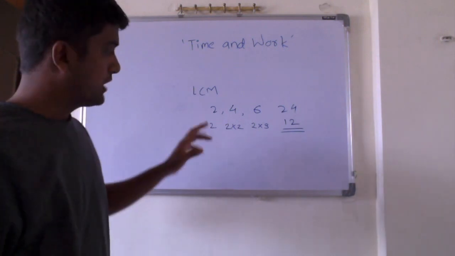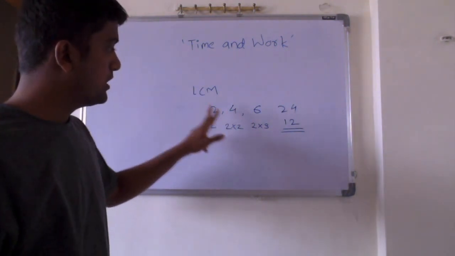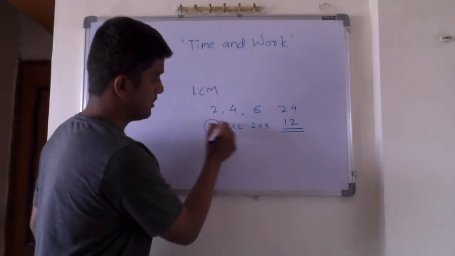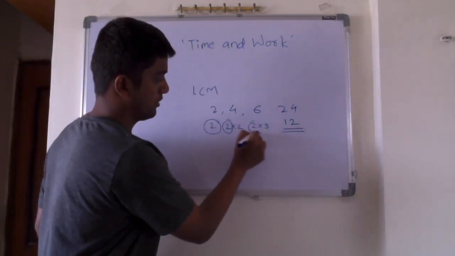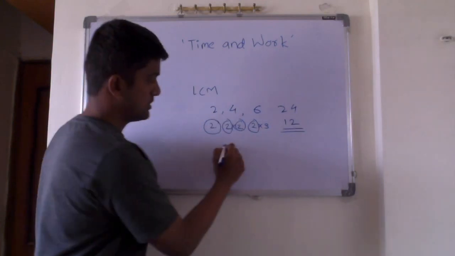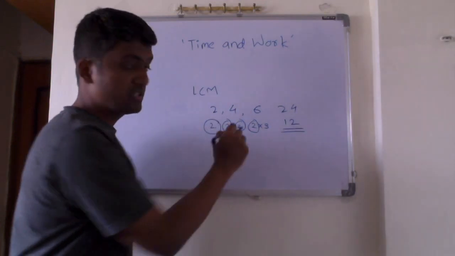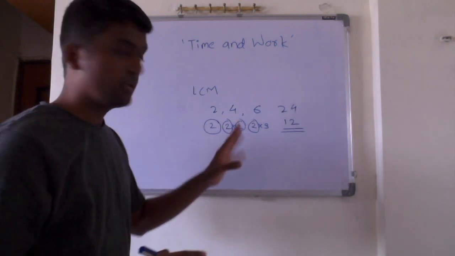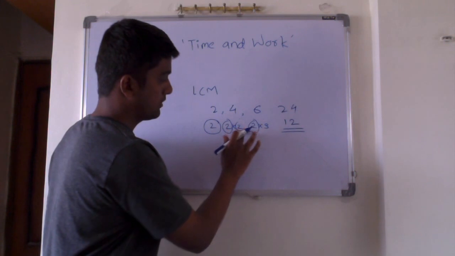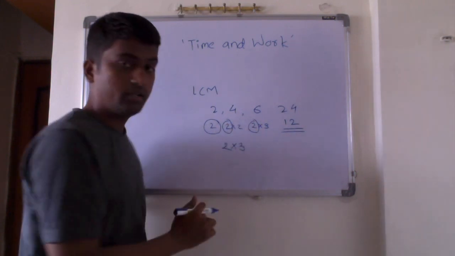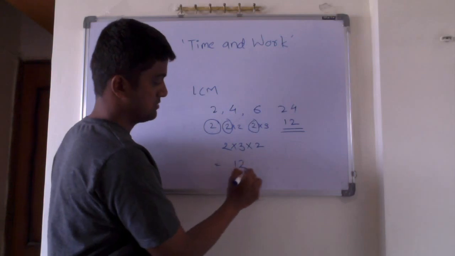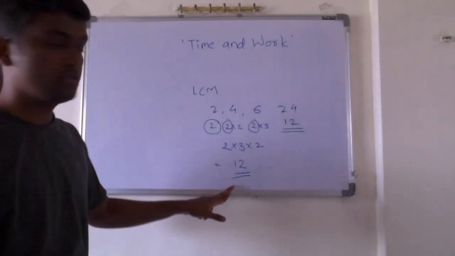Now we have to see which is the common number in these three. The common multiple here is 2 for all of them. So our first number is 2, and the remaining number which is not there anywhere else is 3. And we have one more number remaining, which is 2. So the answer is 12. So our LCM is 12.